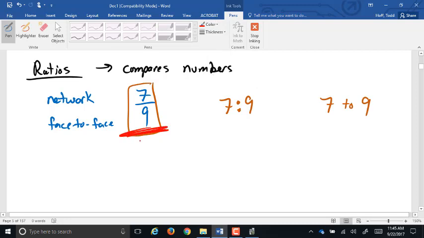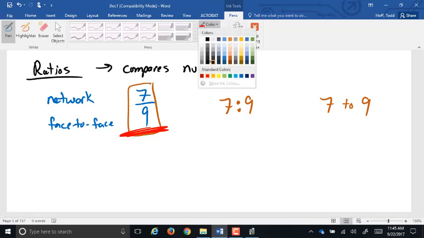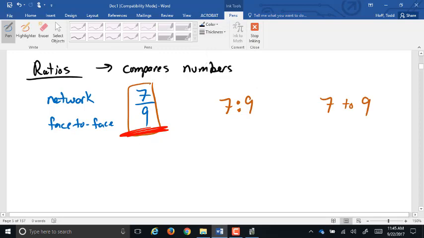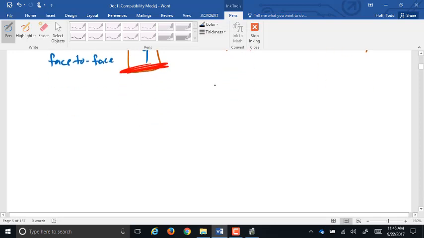I typically like to write it like a fraction because there's a lot of things I can do with ratios that are similar to what I can do with fractions. For example, I'm going to take one of my other classes here just because it makes it easier. I've got a class that mixes CNC with woods.